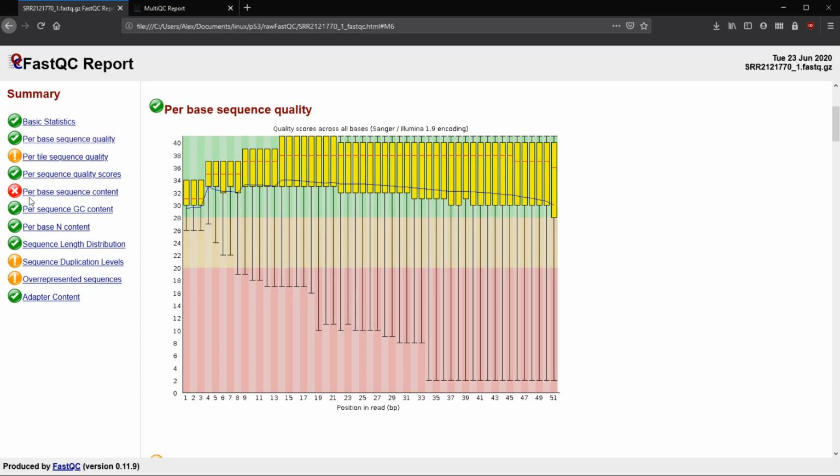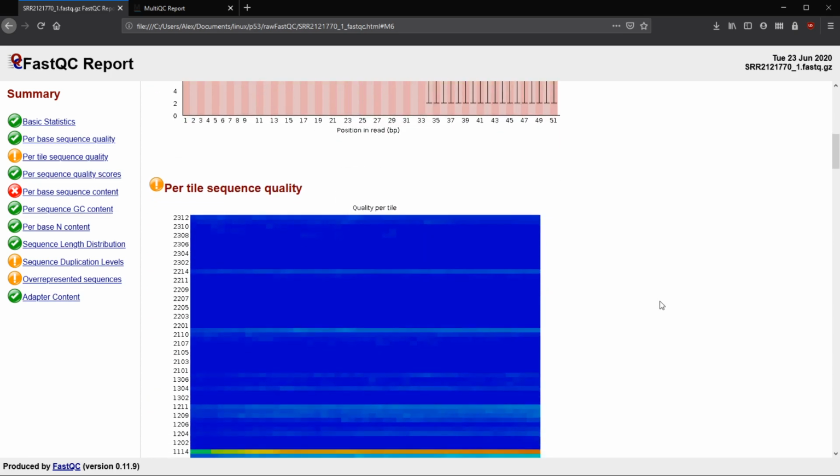A failure, the red X here, will happen if this 25th percentile drops below 5, or if the median line, I should have said median, drops below 20. So if the orange line, not the blue, the orange line drops below 20, then we'll have a fail. So that's just something to keep in mind for the per base sequence quality.